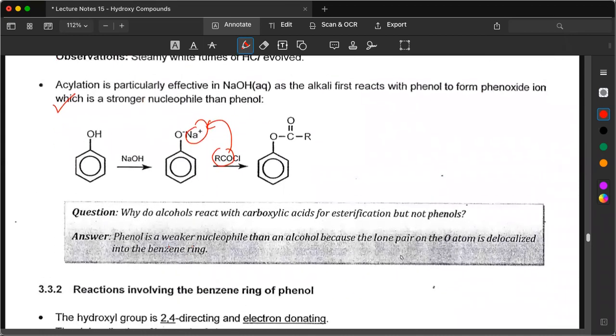The reason why alcohol can react with carboxylic acid but not phenol is because phenol is actually a weaker nucleophile than alcohol. The problem with phenol is that the lone pair of electrons on the oxygen atom is delocalized in the benzene ring due to overlapping of the pi electron orbitals of the ring and the orbitals of the oxygen.